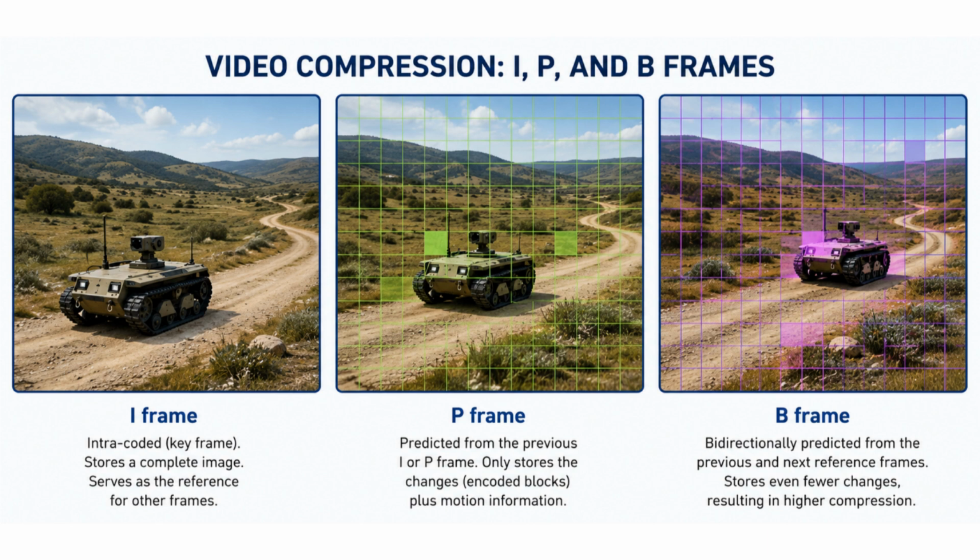A P-frame uses an earlier I-frame or P-frame as a reference. Instead of storing the whole landscape again, it mainly records what has changed, such as the vehicle moving forward. A B-frame goes one step further. It compares both earlier and later reference frames and stores only the remaining differences. This usually provides the highest compression efficiency. In simple terms, I-frames store the full image. P-frames store changes from the past. B-frames predict changes using both past and future frames.